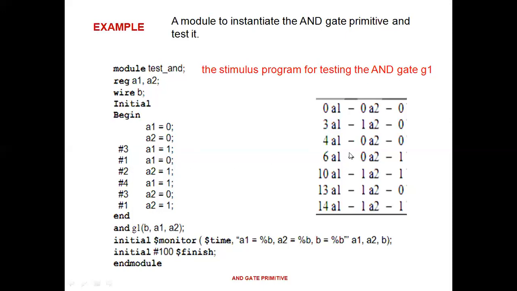A1 is 0 here. Okay. And what is A2? A2 is 0 here. A2 is 0. Okay. Is it okay? Next, after 2 time steps.